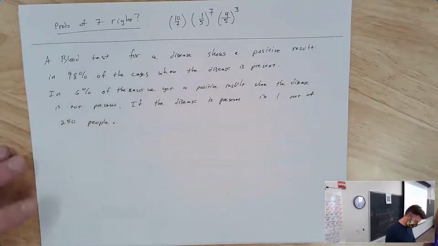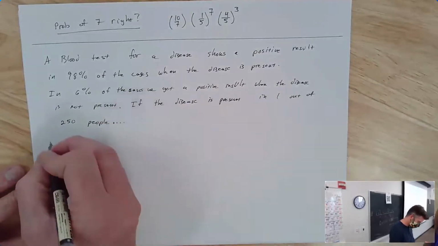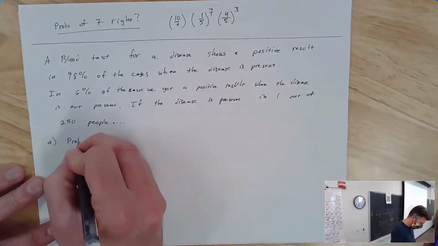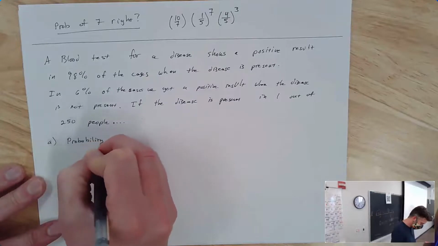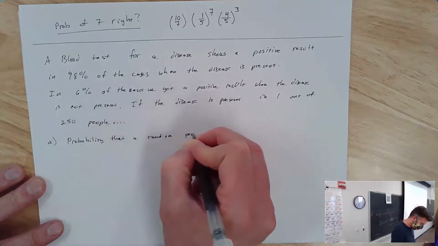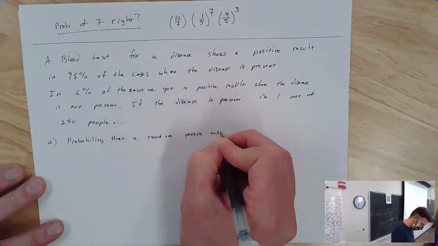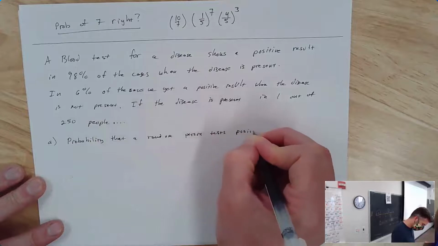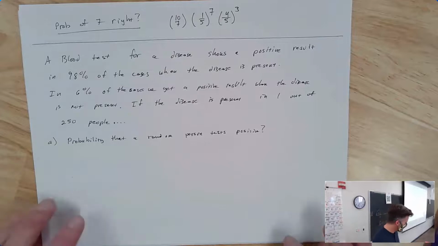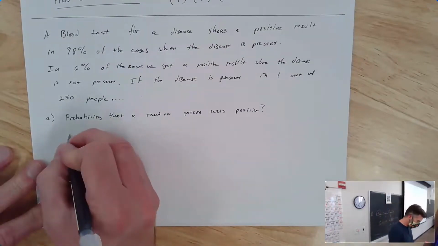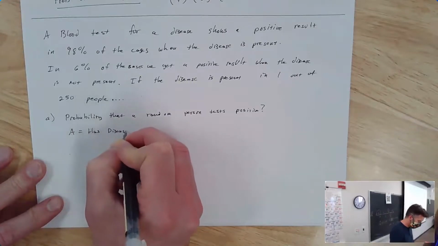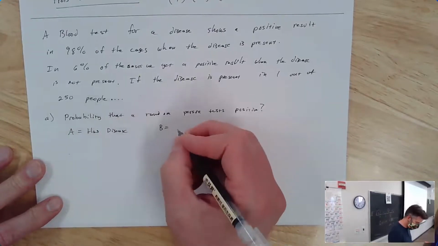Let's find the following. What's the probability that a random person tests positive? Well, it'll be helpful if we name some things. So let's say that A is the event that the person has the disease, and B is the event that they test positive.